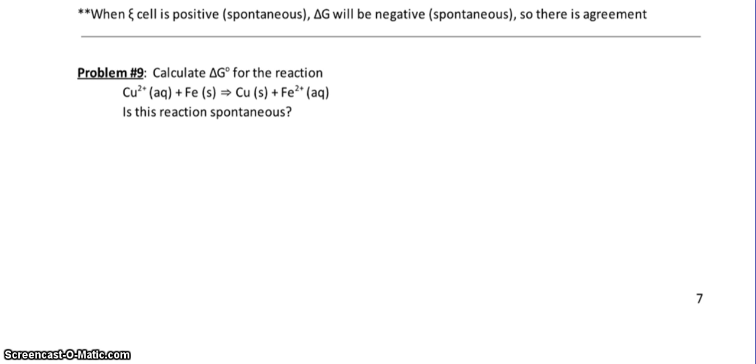So why don't you at least pause this for a second, look up your E potentials for your copper +2 and your iron +2, and let's put that to work.